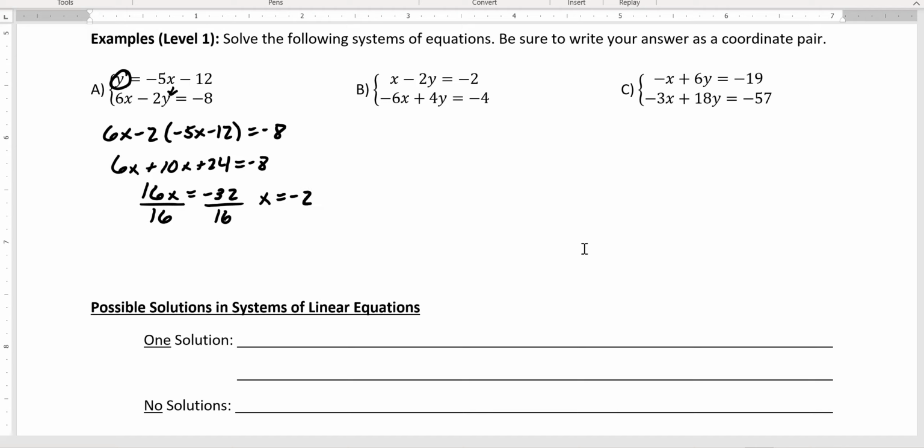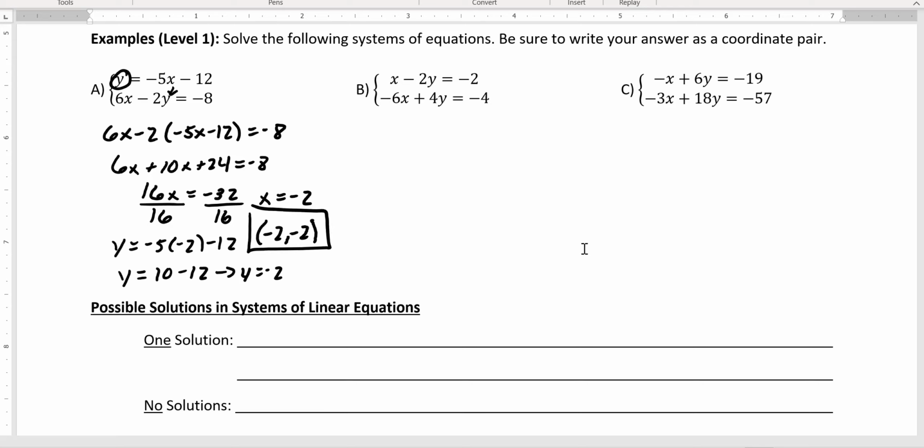Now that I know x is negative 2, I can plug that into that top equation. y equals negative 5 times negative 2 minus 12. Negative times a negative will give me a positive. y equals 10 minus 12. So that means y equals negative 2. So my solution here would be the corner point, negative 2, comma, negative 2. There we go. Looking at letter B, I add 2y in this top equation to solve for this x here.